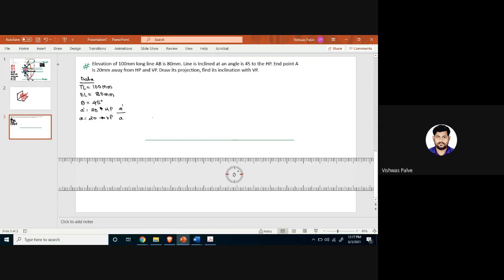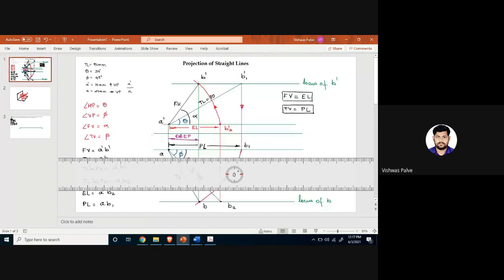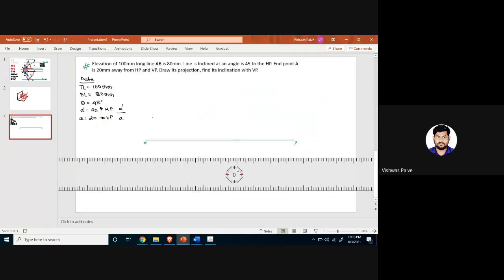Okay, so first you have to draw the XY line. You can write it down. In the previous problem I have not written it, but you can write down: this is my X, this is my XY line. If it is not written, no problem.